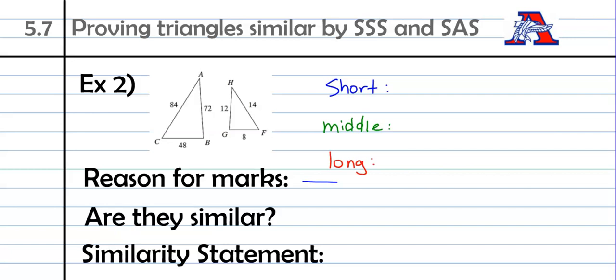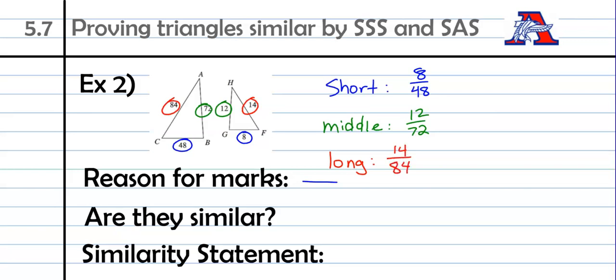So I'm going to find the shortest side. So 8 is the shortest, and 84 is definitely not the shortest. 48. So 8 divided by 48. And I'm just going to wait a minute to reduce those. I'm just going to get them all set up first. So 8 and 48. Middle looks like we have 12 and 72. And then our long ones, we have 14 and 84.